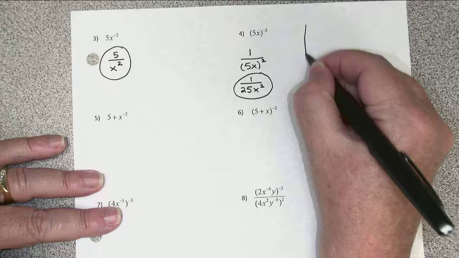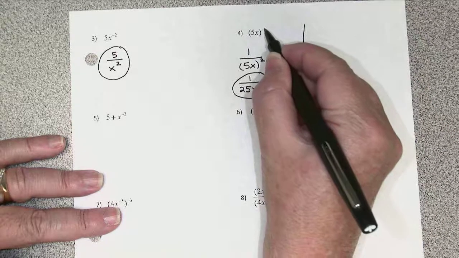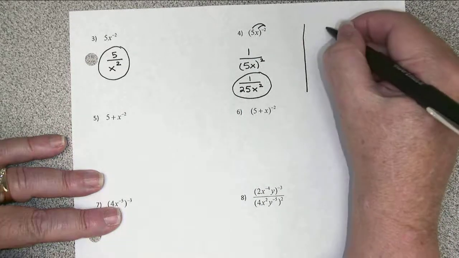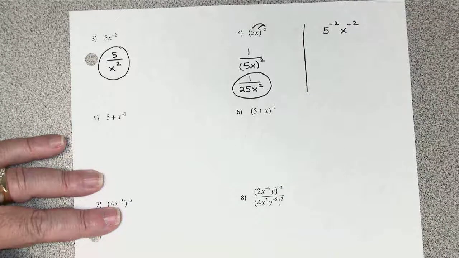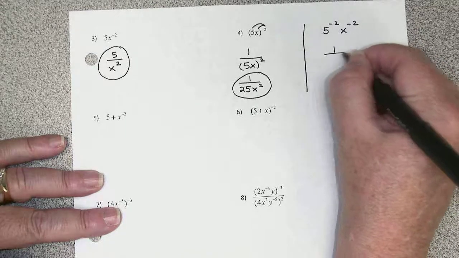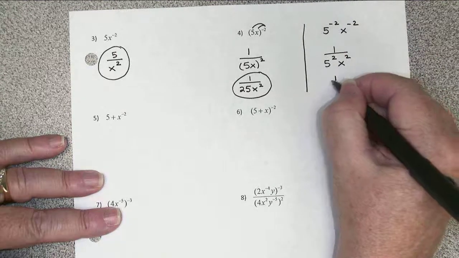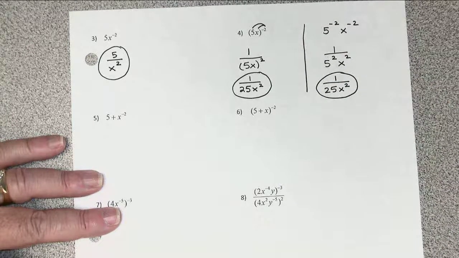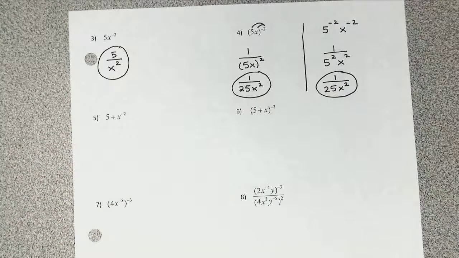Just a comment, I could have done this one differently. I could have applied my exponent to both factors inside the parentheses first, and made that 5 to the negative 2, x to the negative 2. In which case, with both of them having negative exponents, they both get moved across the fraction bar to make the exponents positive. And notice, once again, I'm going to get 1 over 25 x squared. So you can go ahead and apply the exponent first, or you can move it to the denominator first. You'll get the same answer either way.